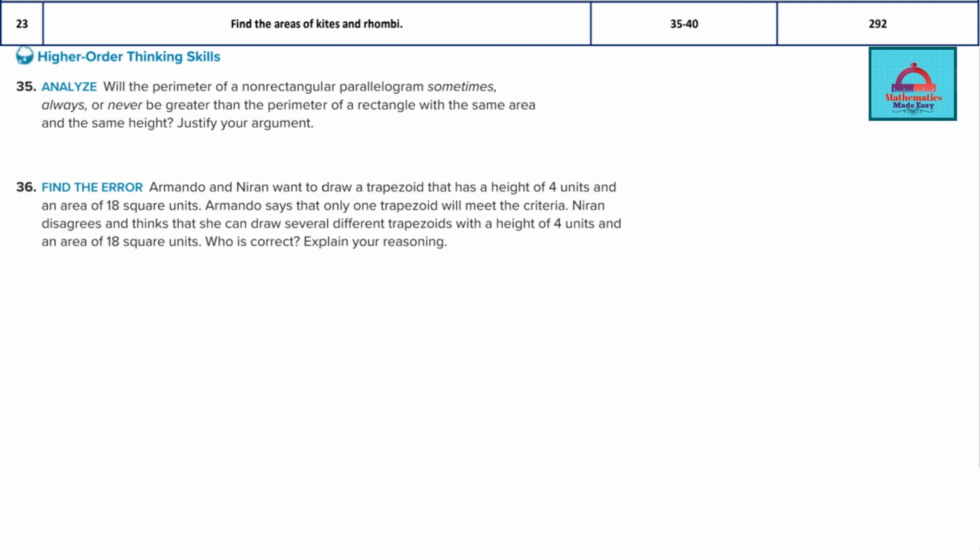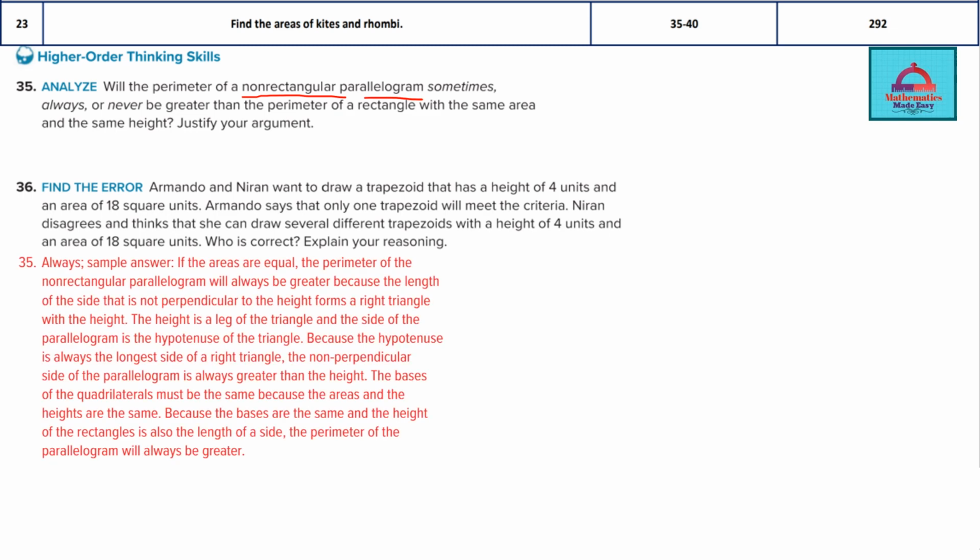Okay, so let's see the sample answer for the higher order thinking skills question. So we are going to solve question 35 first. I'll read the question for you loud and clear. Will the perimeter of a non-rectangular parallelogram, so non-rectangular parallelogram means a parallelogram which is not in the shape of a rectangle, now you have to say whether it is sometimes, always, or never greater than the perimeter of a rectangle with the same area and the same height, and you need to give reasons and justify your argument.